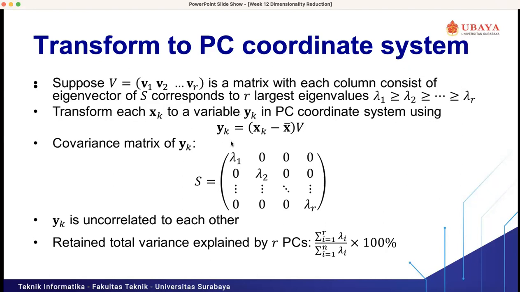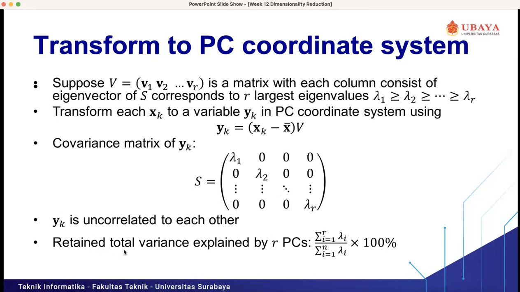We use this formula: yk equals xk, the original features, minus x bar. X bar is the mean values for these features, calculated from all the observations that we have. Then we multiply it by V, which is the eigenvectors matrix. So the covariance matrix of yk will be like this. This is the covariance matrix of yk, where the yk are uncorrelated to each other.